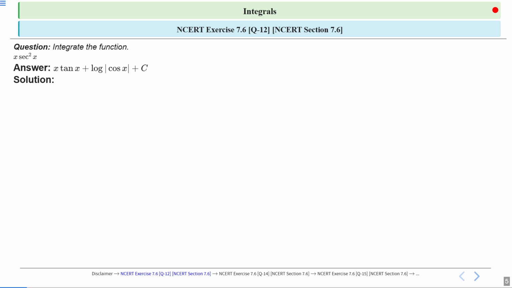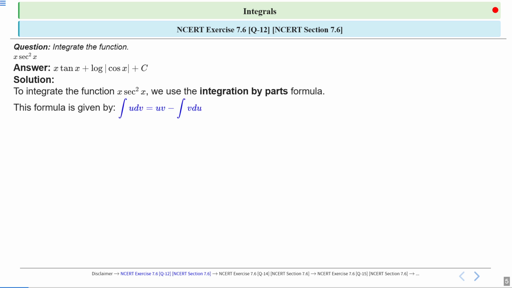Let's go through the solution. To integrate the function x sec square x, we use the integration by parts formula. The formula is integration of u dv equal to u v minus integration of v du. So at first we have to choose u and dv. According to the ELATE rule, the algebraic function comes first and then trigonometry. So we take x as u and sec square x dx as dv.